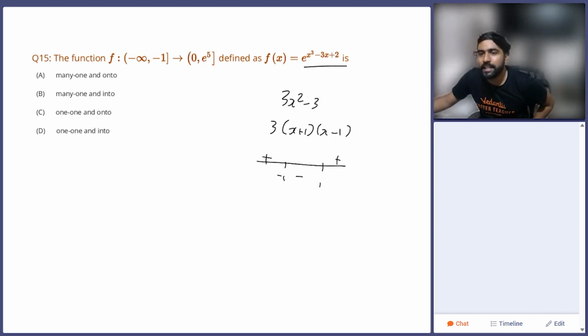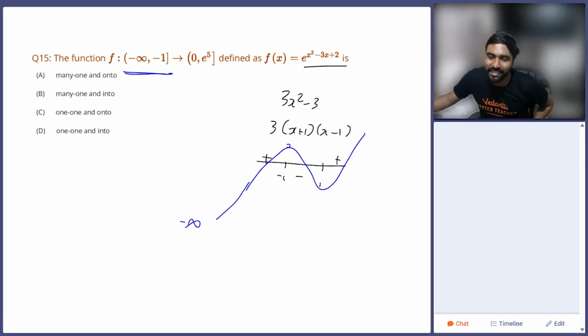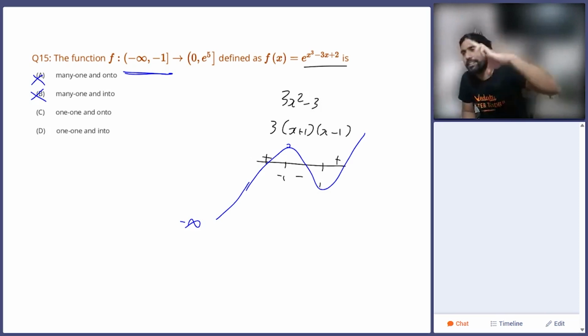So I can say that x cube minus 3x plus 2, till minus 1 over here, is going to be an increasing function. And after that, it will be decreasing. And then it will again be an increasing function over here. This is basically the nature of e power x cube minus 3x plus 2. Now for us, what is our domain? From minus infinity till minus 1. That is very well. I can say directly it is a one-one function, because nowhere is the value of x cube minus 3x plus 2 repeating, so no problem.